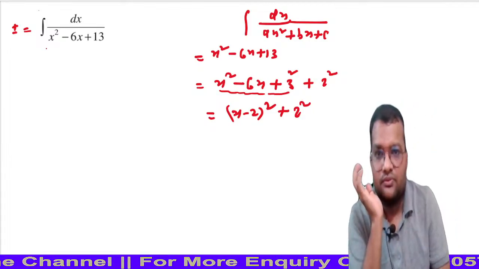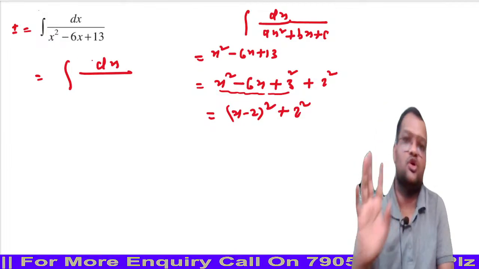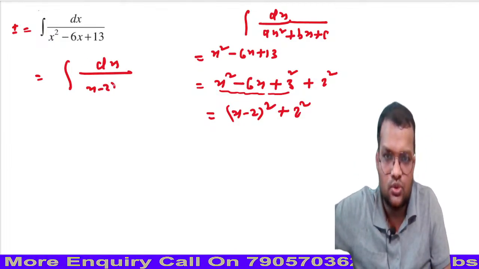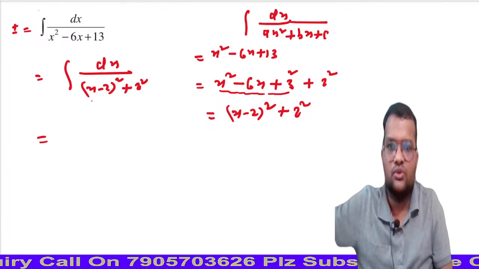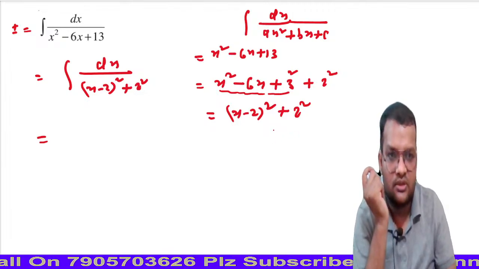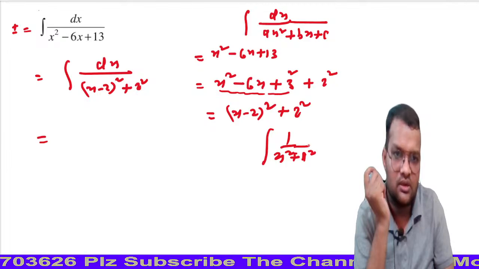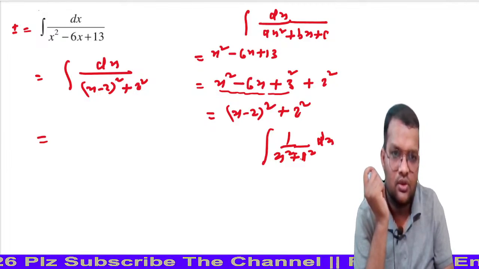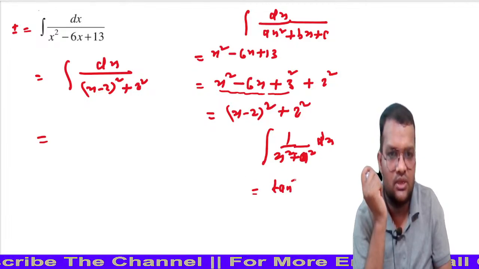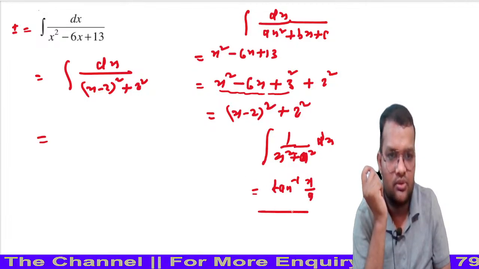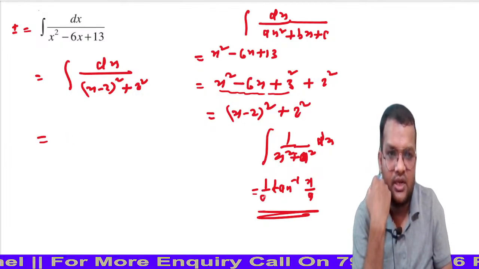Now see dx. Now you can replace the denominator by (x minus 2) whole square plus 2 whole square. So this is the integration of 1 upon x square plus a square dx. When you get this type of integration, you know this is the integration of tan inverse x upon a. So you can write here 1 upon a tan inverse x upon a.